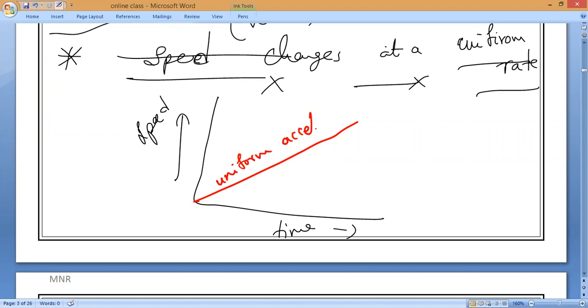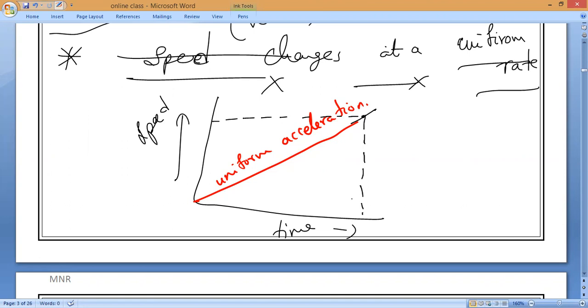Uniform acceleration. Now I want to find acceleration from this graph. What should I do? Anybody? For example, at this point I want to find acceleration. Then what should I do, guys?